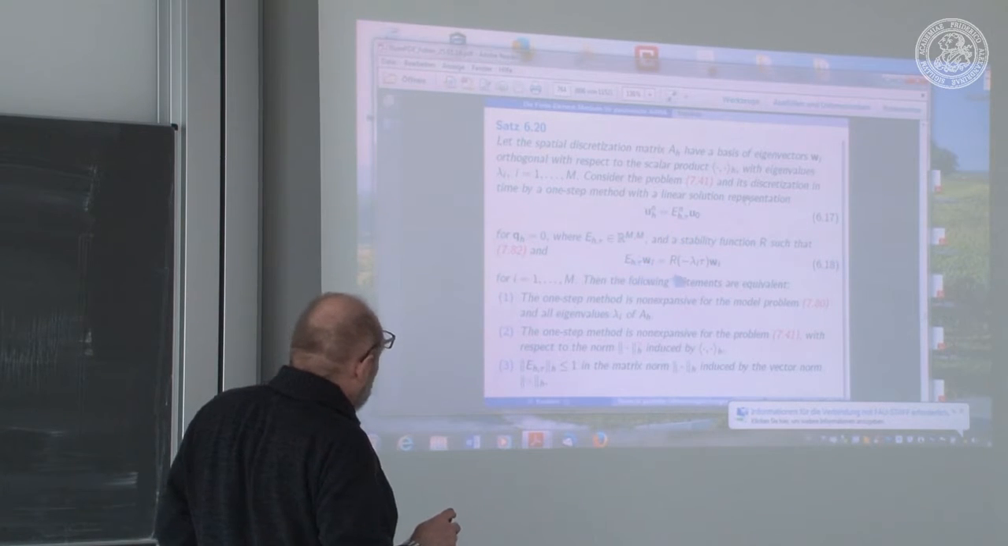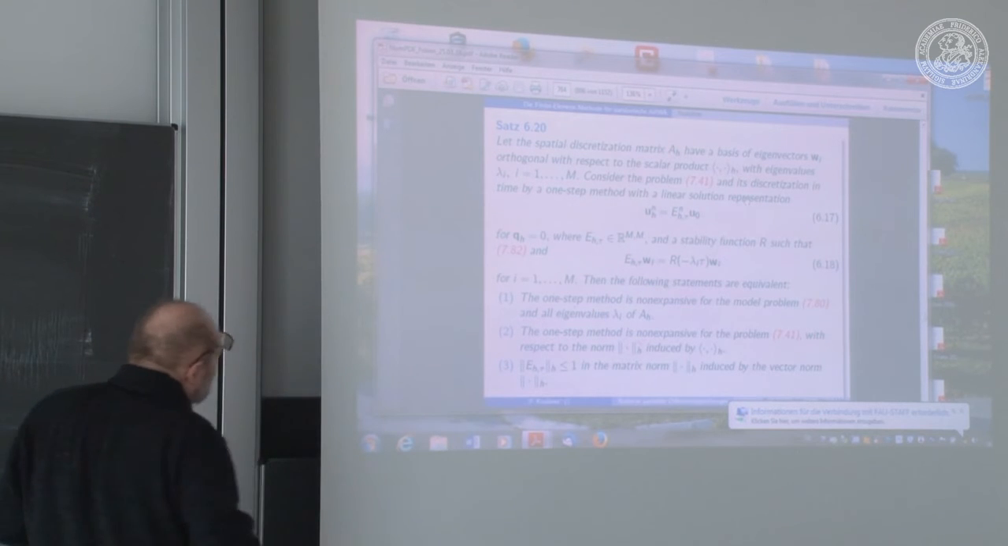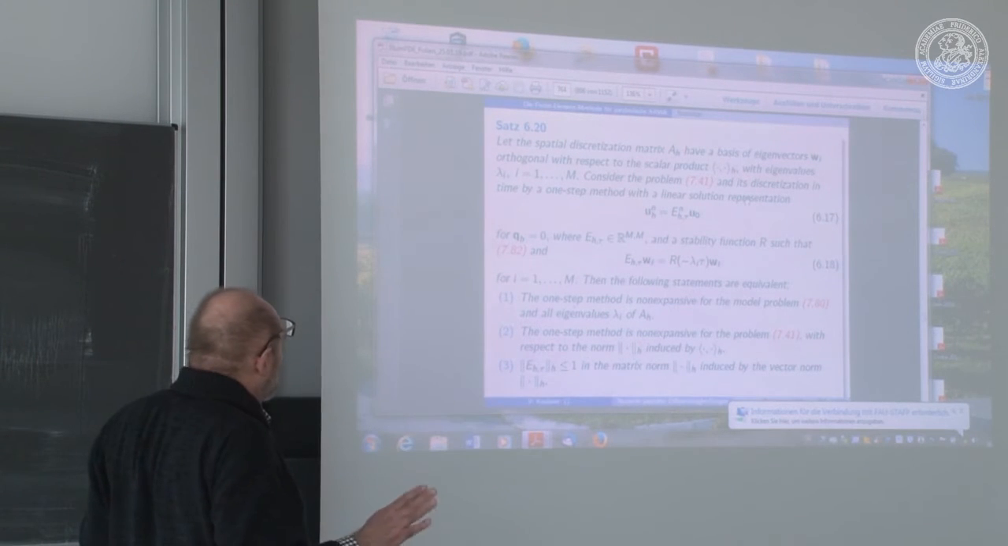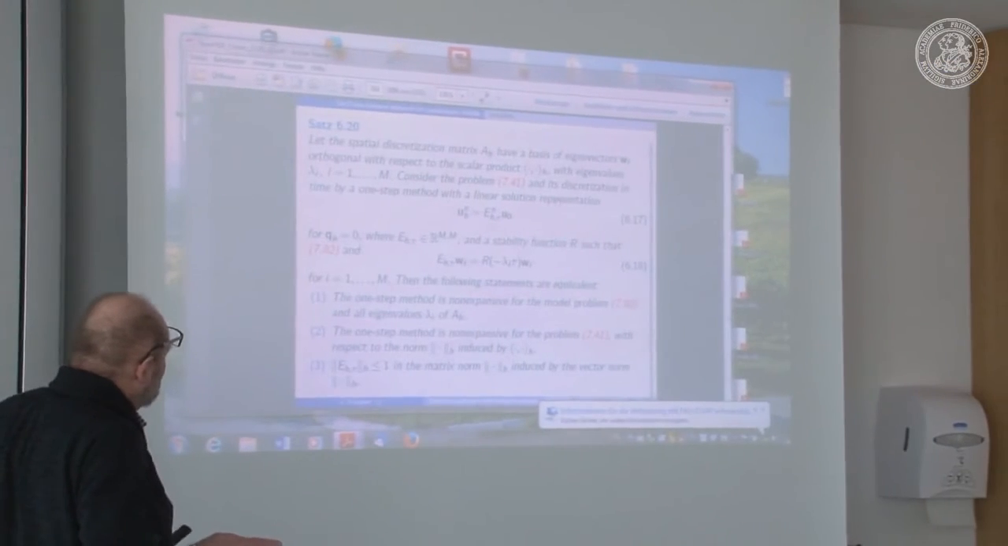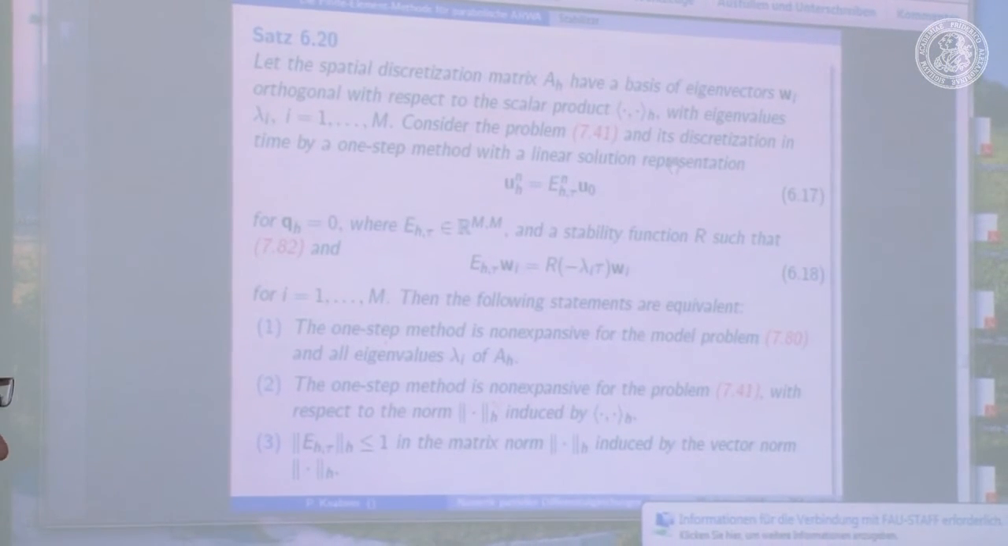And this R should be the corresponding stability functions, such that this relation holds true now for the eigenvalues. And then we have the following equivalency of statements. So the assertion is the following three statements are equivalent. The first is the one-step method is non-expansive for the model problem and all possible eigenvalues.